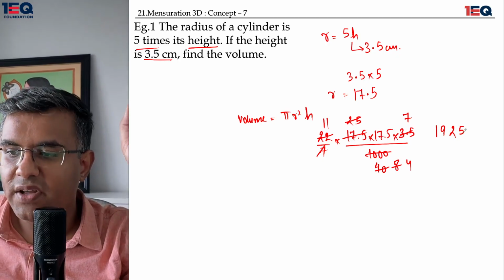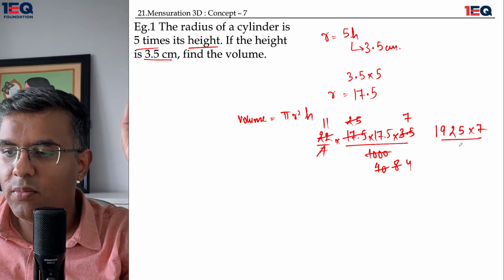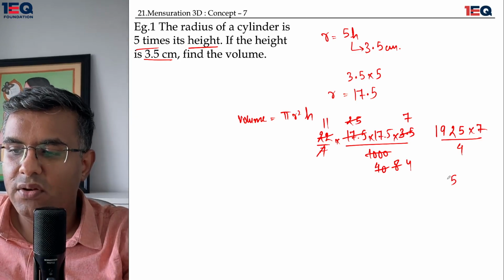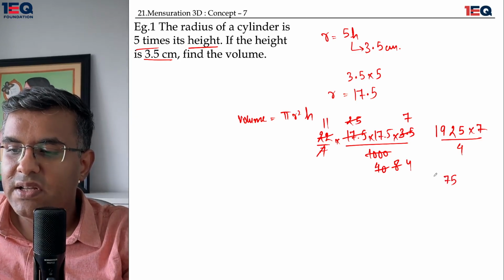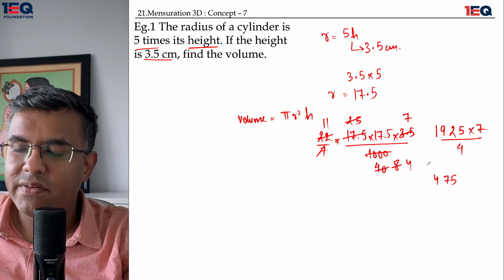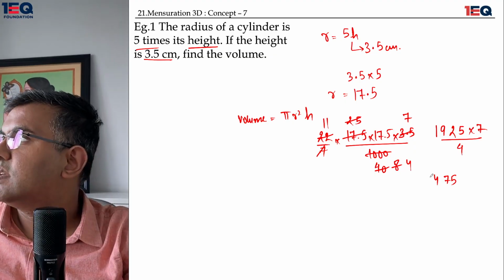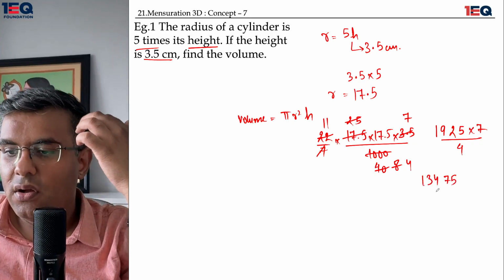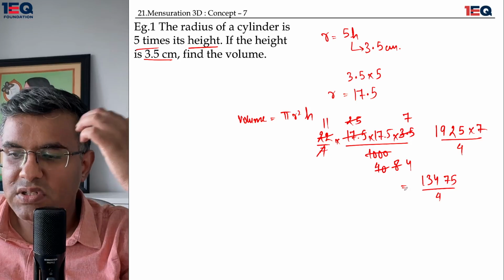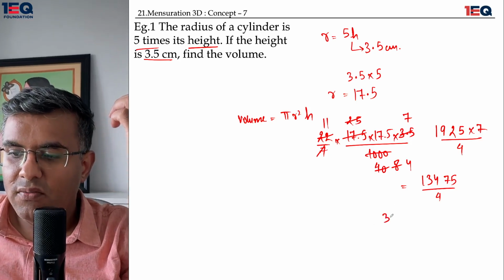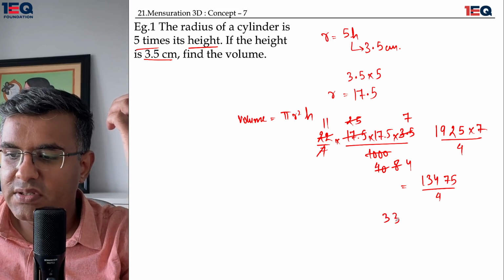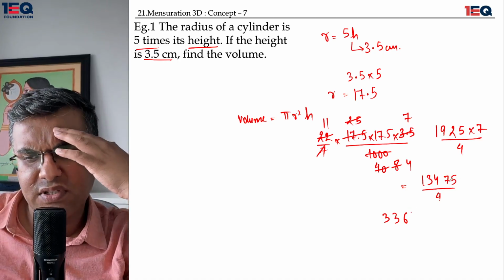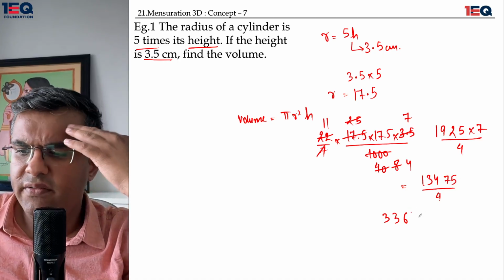So 1925 multiplied by 7 whole upon 4. 7 fives are 35, 7 twos are 14, 14 and 3 is 17, 7 nines are 63, this is 64. And 7 ones are 7 plus 6 is 13. So 13475, whole divided by 4. Just one last step left. 4 threes are 12, 4 threes are 12 again, 4 6s are 24, and 35.